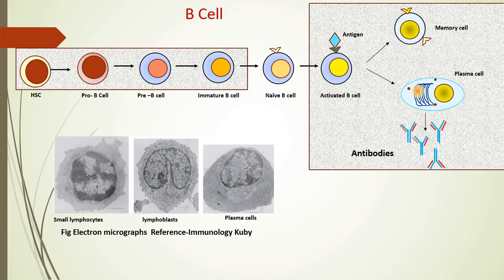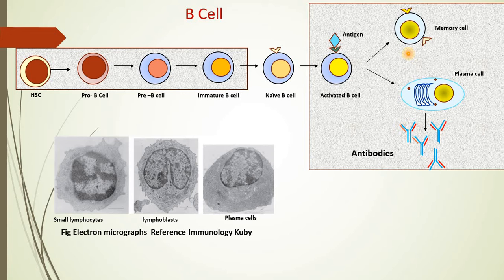The distinction between memory cell and plasma cell is that memory cells are long-lived cells and can be present within the body for years together. Whereas plasma cells have a very short lifespan, because these cells release secretions in the form of antibodies, and once the formation of antibodies is done, these plasma cells lose their activity. Hence, once naive B cells get transformed into activated B cells in the presence of a specific antigen, a particular type of antibody will be developed within the body.